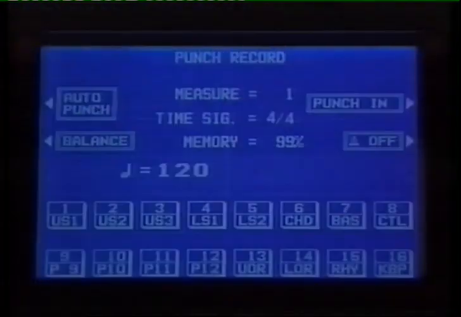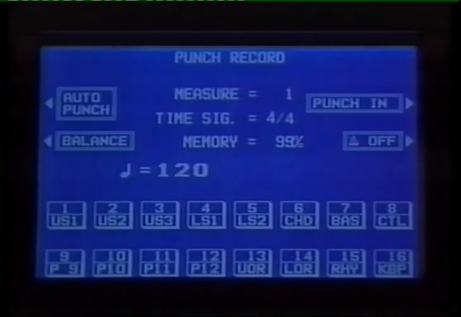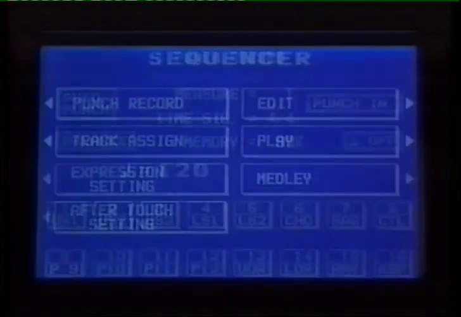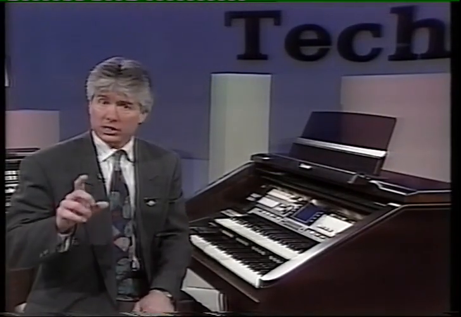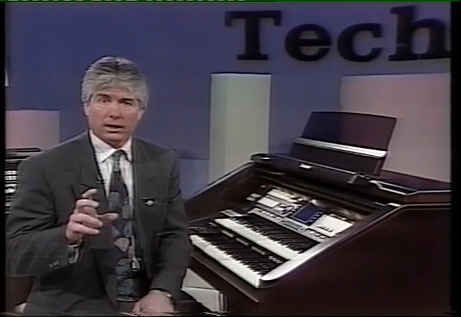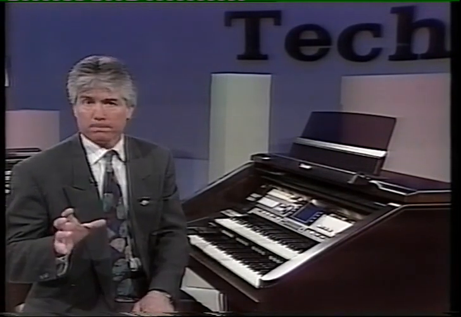Punch Record. If you made an error in any measure or measures of your performance, Punch Record allows you to go in and correct that error without having to re-record the entire track. Play. Play permits you to listen to any part of the sequence from any given point. For example, you want to listen to measure 34. You would just dial up to measure 34, and you could hear that particular measure.